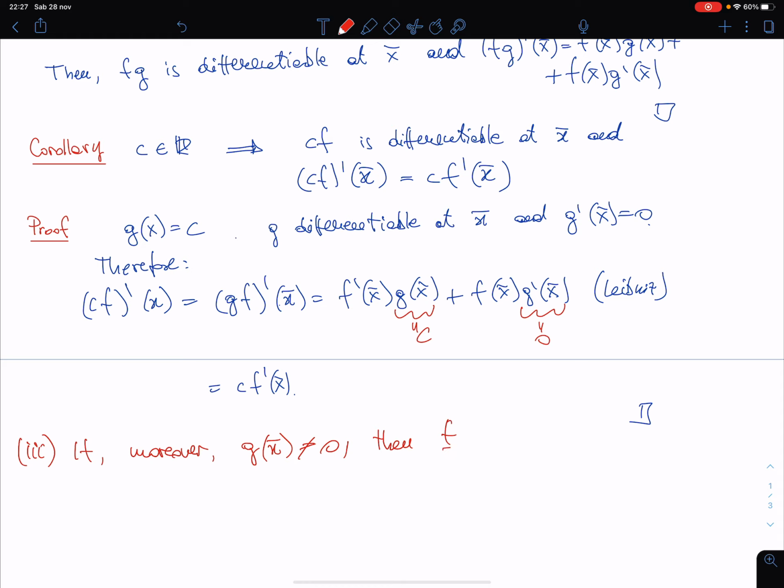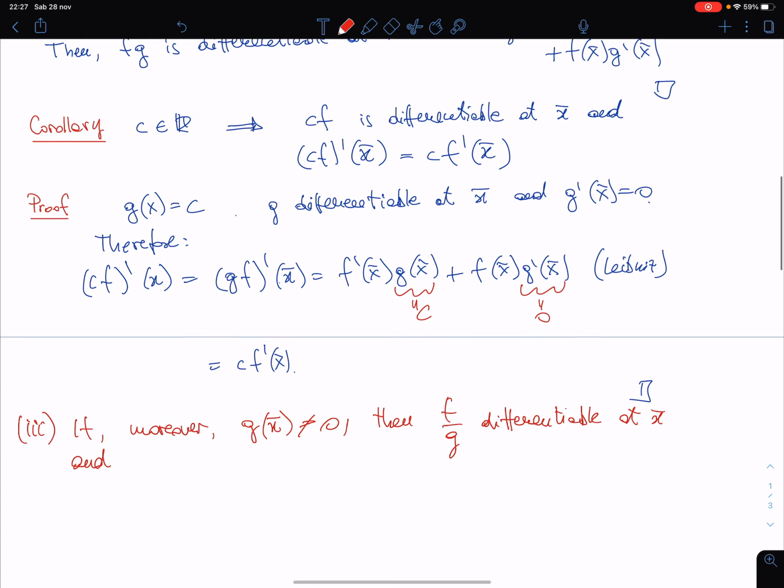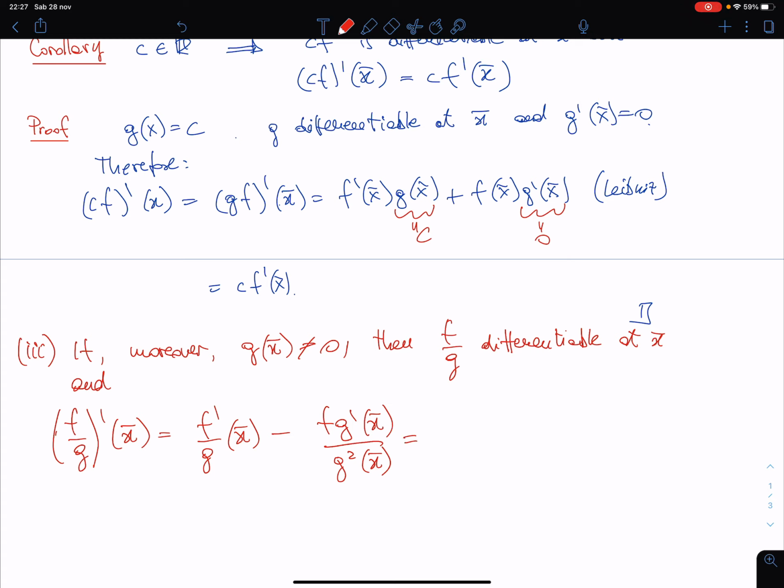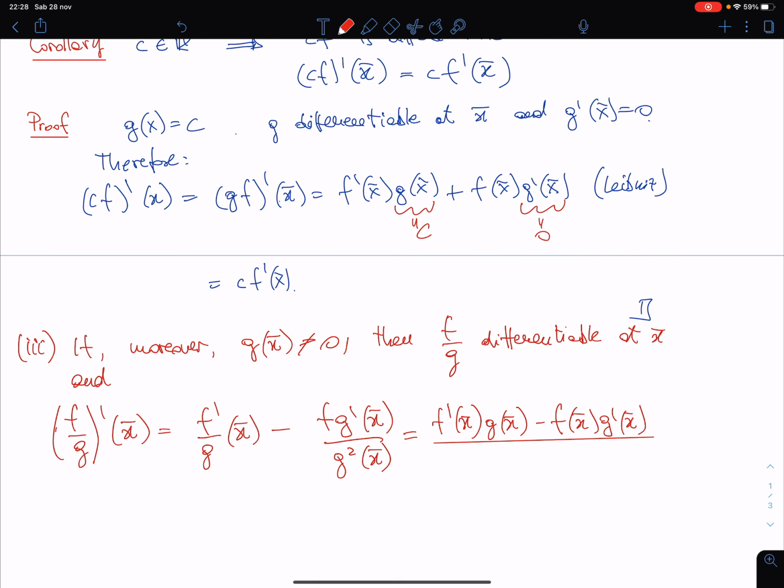f over g is differentiable at x bar, and f over g prime at x bar is equal to f prime g at x bar minus f g prime at x bar divided by g squared at x bar. Perhaps you are more used to seeing this rule in the following way: f prime of x bar g of x bar minus f of x bar g prime of x bar, divided by g squared of x bar. Okay?